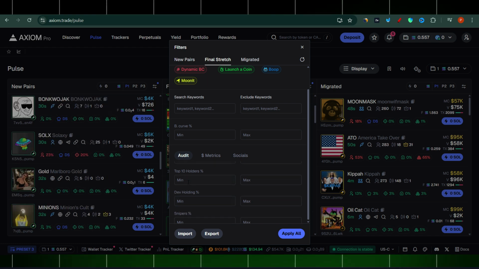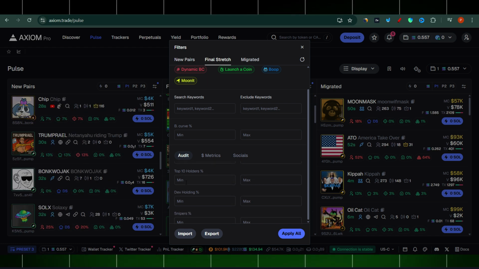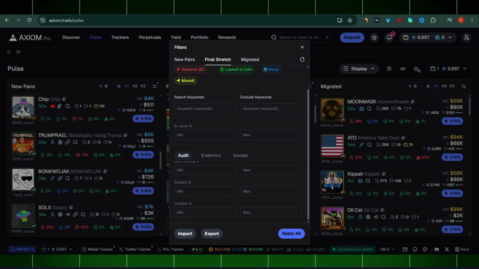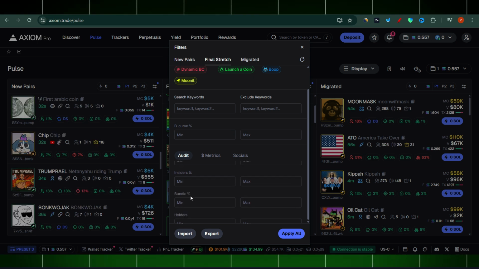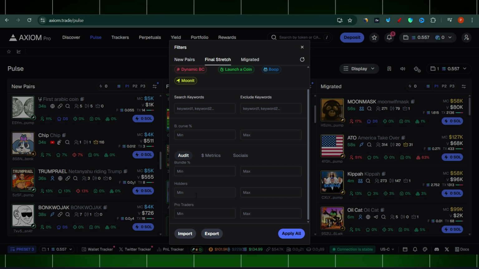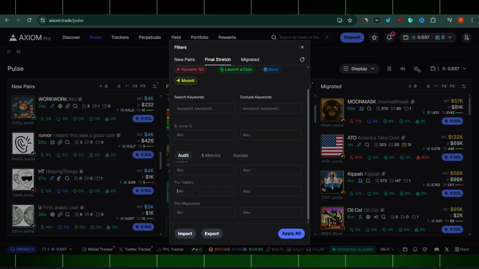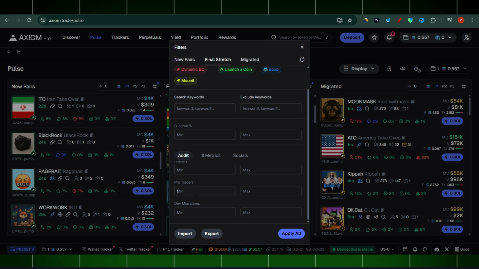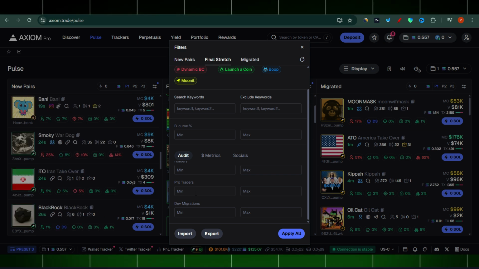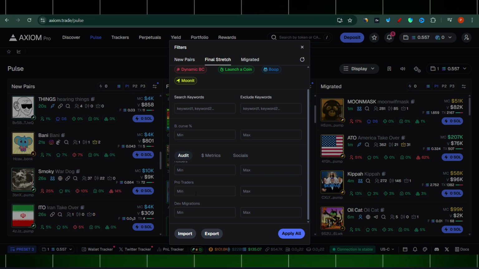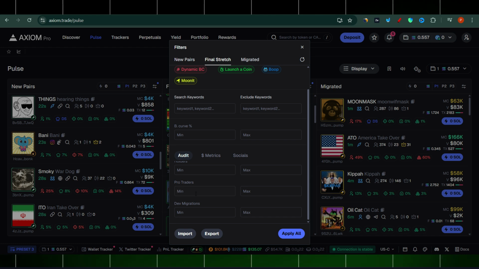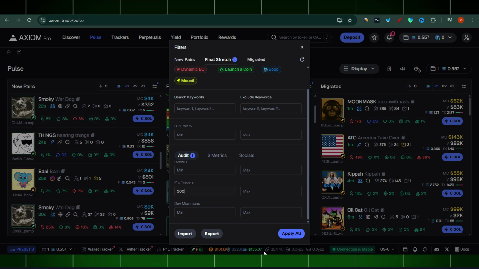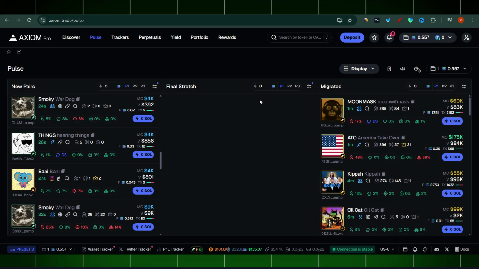Okay, top holders in percentage, top 10 holders, right? Developer holdings in percentage. Okay, snipers, insiders, bundlers, holders, pro traders. I think pro traders is very important. All of those are very important. You really have to see what type of trading styles you have. But I think the pro traders is quite interesting here because you can say, for example, I want to see the coins which have at least 300 pro traders.